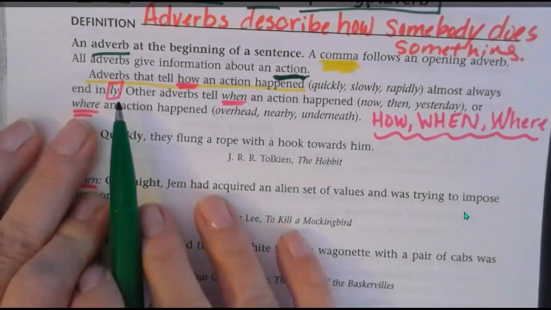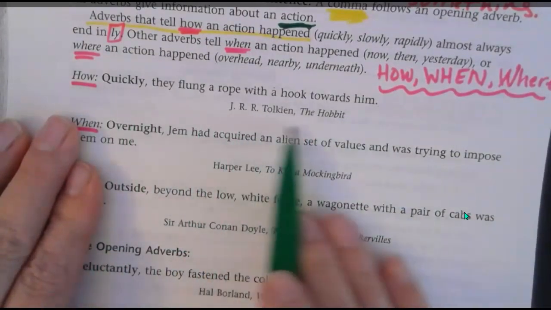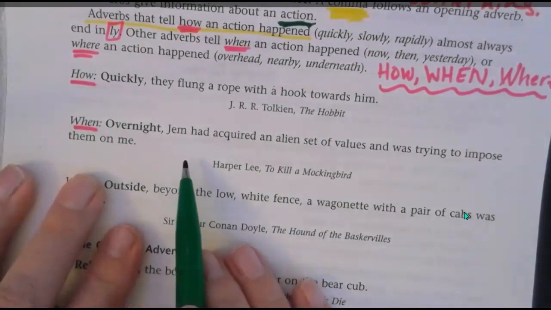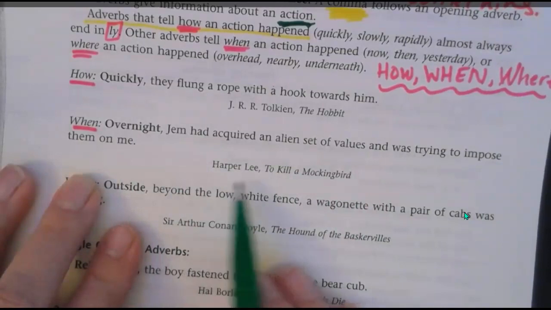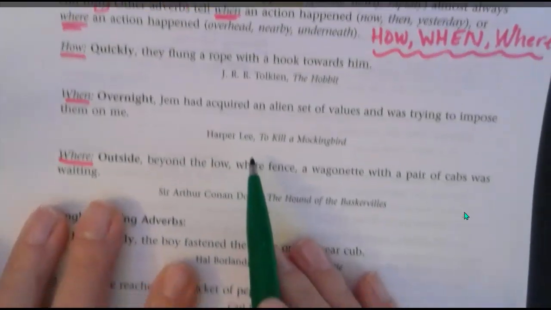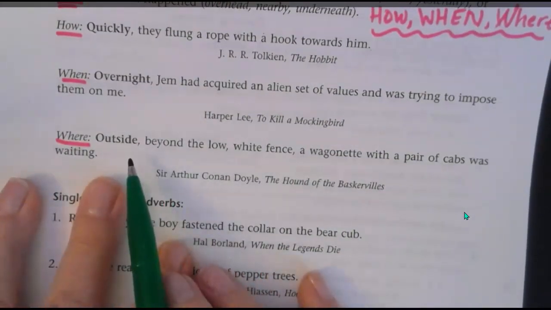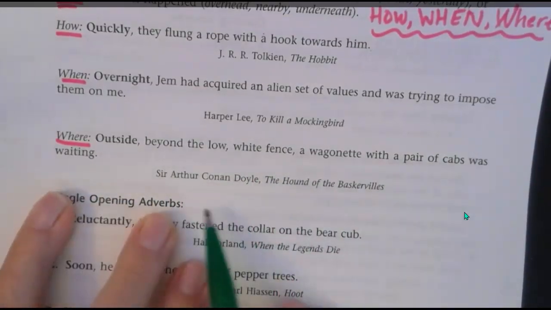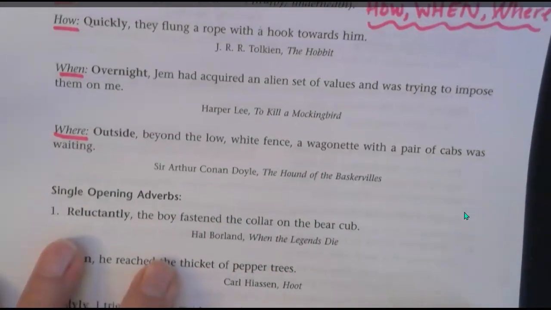With the how, we're almost always going to have an ly. So here's our first example for how. Quickly, they flung a rope with a hook towards him, and that's from The Hobbit. Here's an example of when. Overnight, comma, Jim had acquired an alien set of values and was trying to impose them on me. And so that is from To Kill a Mockingbird, another famous novel that you'll probably see in high school. And then for where, outside, comma, beyond the low white fence, a wagonette with a pair of cabs was waiting. And that is from Doyle's Sherlock Holmes novel, The Hound of the Baskervilles.